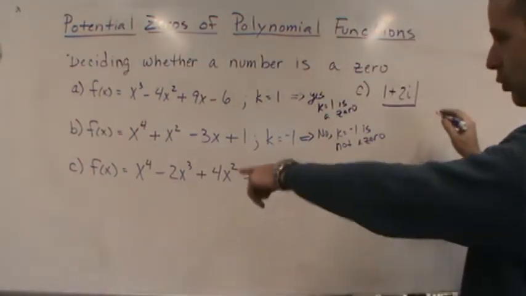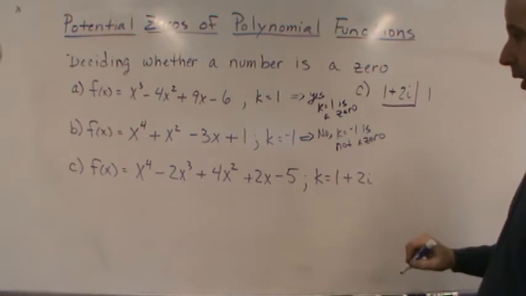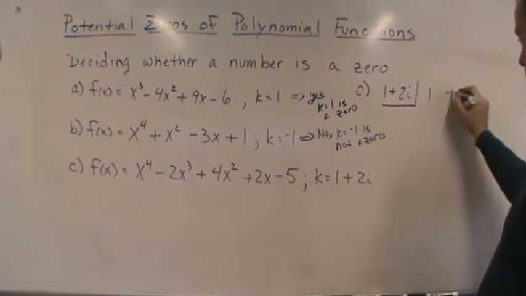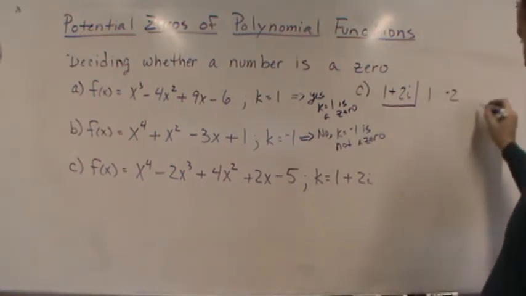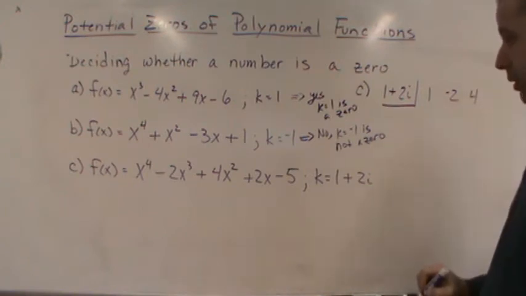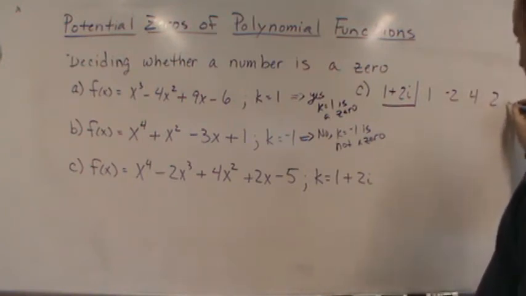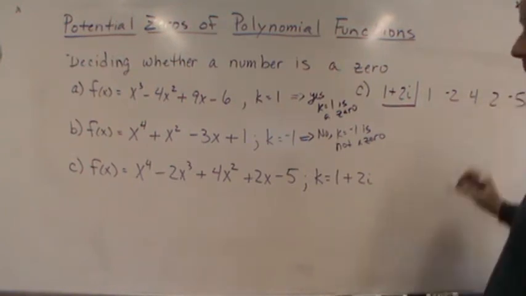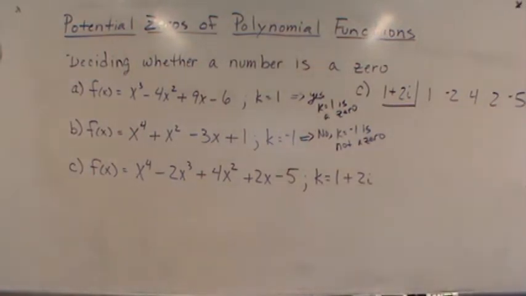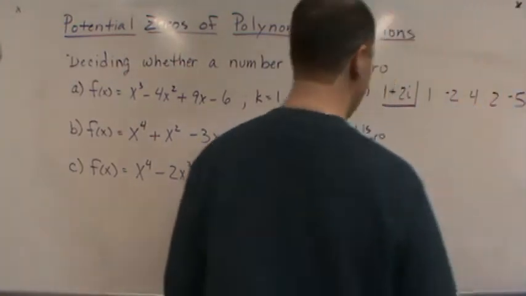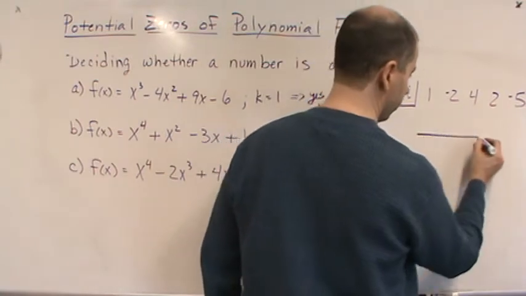So we're going to do 1, and then -2, 4, 2, and -5. Okay, so we want to make sure that we have it all there. Okay, so now we're going to do the same thing.